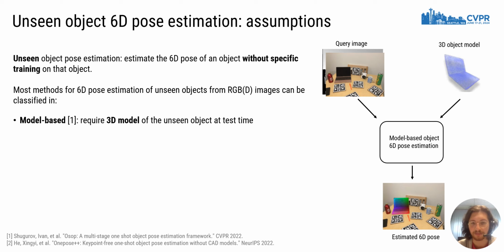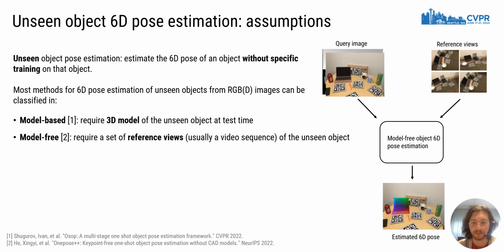The first are model-based methods that require the 3D model of the unseen object, and the second is model-free methods that instead require a set of reference views. Usually those are extracted from a video sequence of the unseen object.